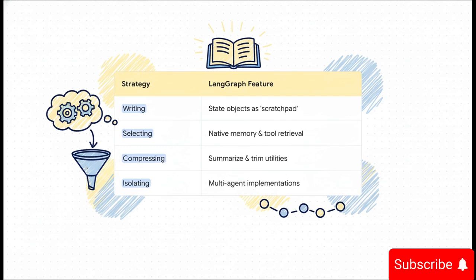For writing, its state objects basically act as a built-in scratchpad. For selecting, it has native memory and RAG retrieval built in. For compressing, it's got utilities to automatically trim down your message history. And for isolating, it even has pre-built setups for multi-agent systems. The toolkit is literally being built around these core ideas.